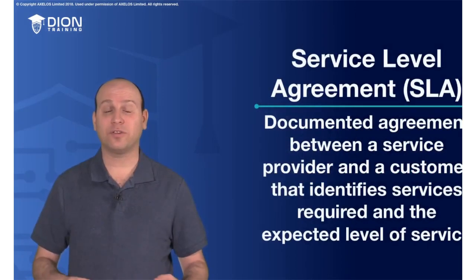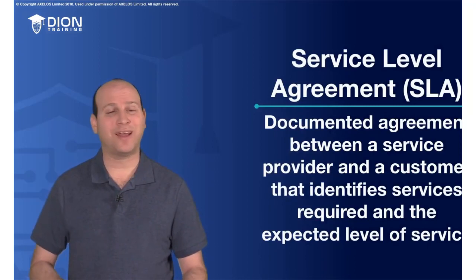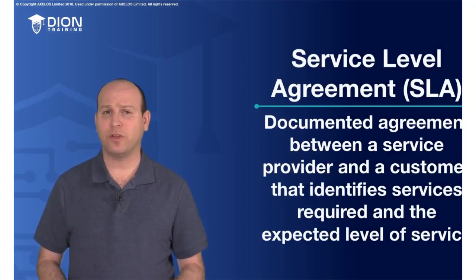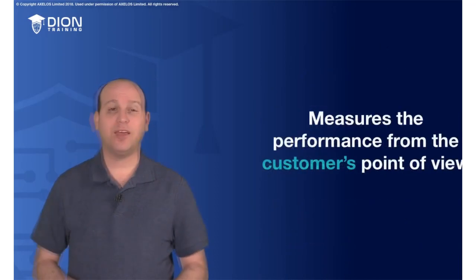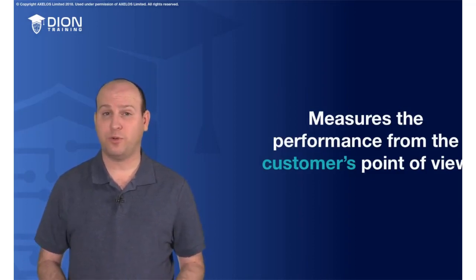Now, all of these service levels are going to be written down in what's known as an SLA, or a service level agreement. A service level agreement is a documented agreement between a service provider and a customer that identifies services required and the expected level of service. This is going to tell you what metrics you need to meet. The SLA is a tool that's used to measure the performance of services from the customer's point of view.